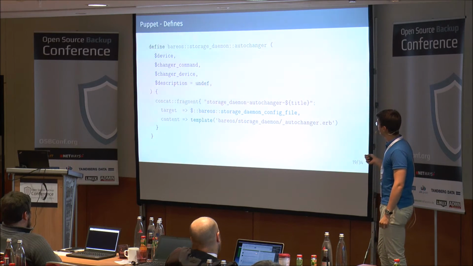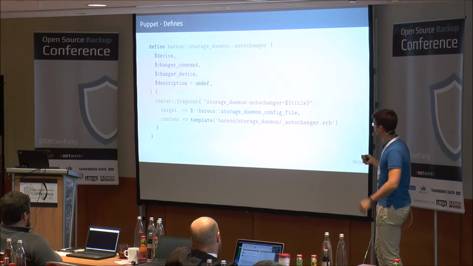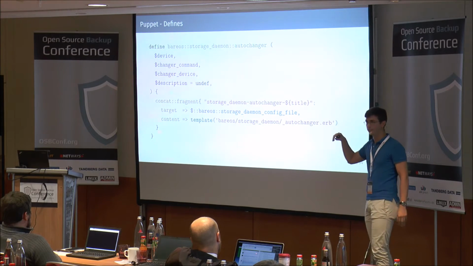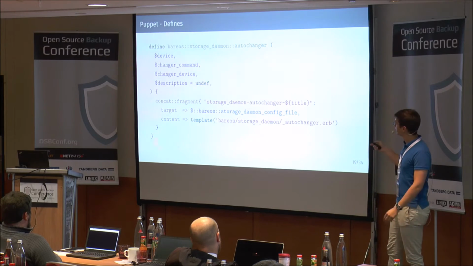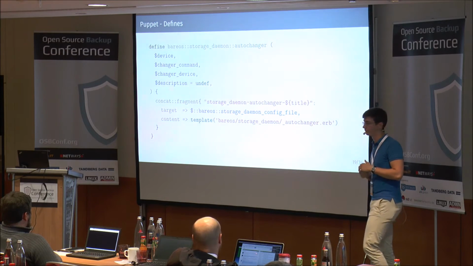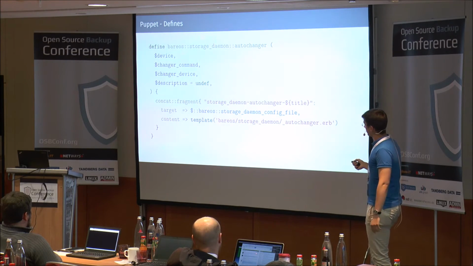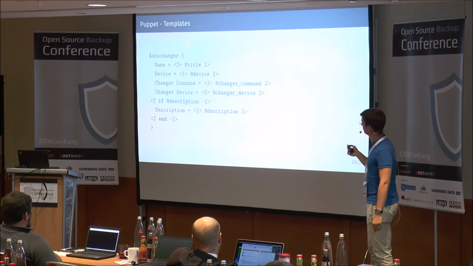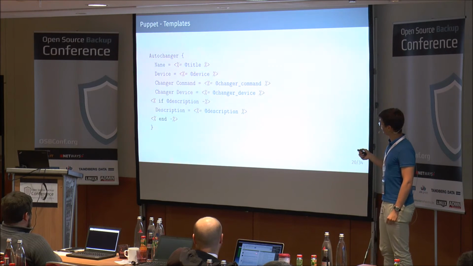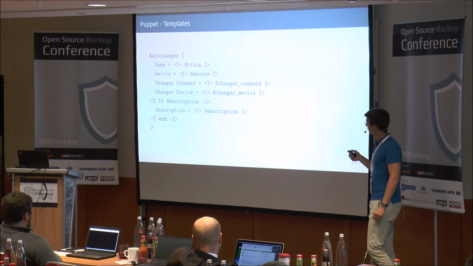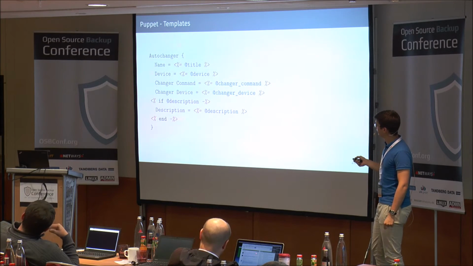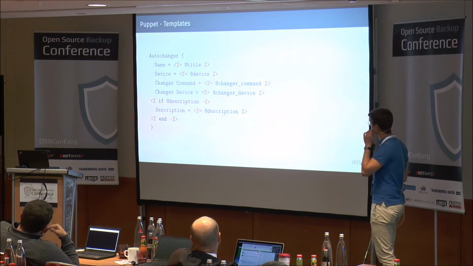So the target here is the file in which it is to be stored, and this is already /etc/bareos/bareos-sd.conf. So what is done here is pushed directly into the storage daemon configuration file. The content comes from this template, which is this here. This is an embedded Ruby template, which just puts the variable contents into this file. And the description over here is optional.